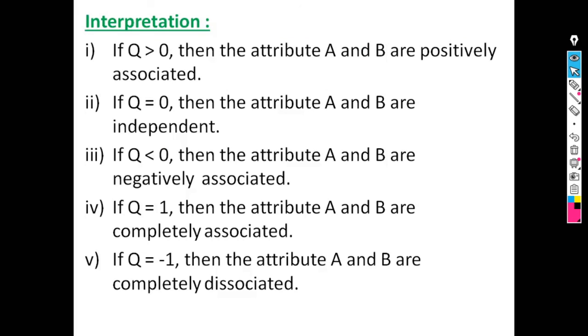Its interpretations are: if Q of AB is greater than 0, then there is positive association. And if it is less than 0, then there is negative association between the two attributes. If Q of AB is exactly equal to 0, then A and B are said to be independent. If Q of AB is exactly equal to 1, then A and B are completely associated. And if Q of AB is exactly equal to -1, then we can say that attributes A and B are completely dissociated.